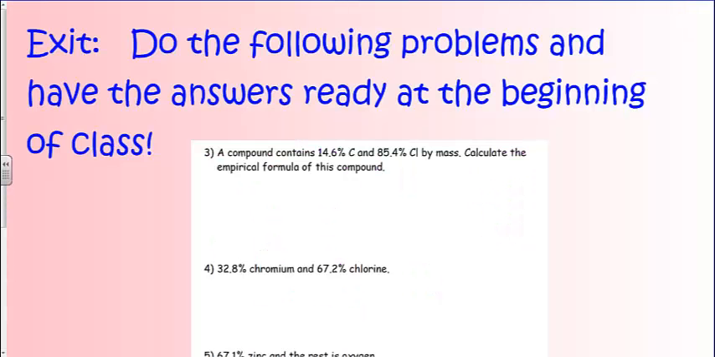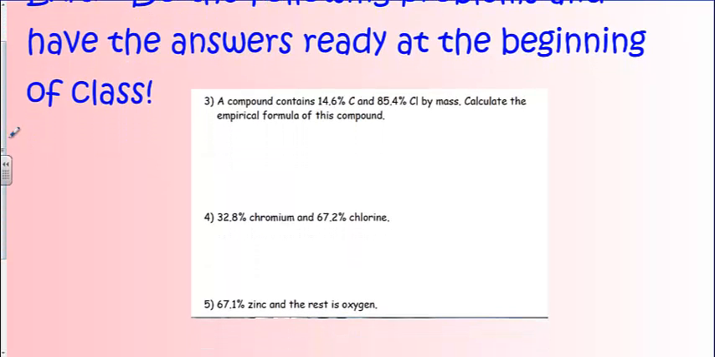As an exit, I want you to do the remaining problems, 3, 4, and 5, and have the answers ready at the beginning of class. You will need to look back at steps 1, 2, and 3, and figure out where you're going to start. Remember, for 3, you have percentages, so you're going to start at step 1. For number 4, same thing, you have a percentage, and same thing for number 5. Remember to go in and get your atomic masses for each element and go from there. Good luck, guys.